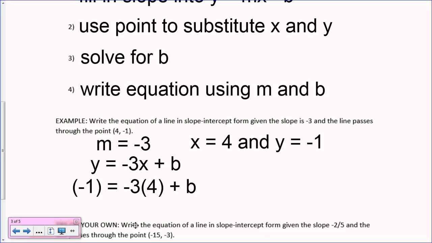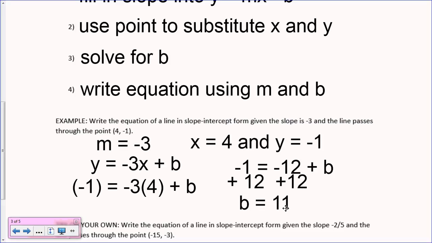I'm going to simplify. So we get negative 1 equals negative 12 plus b. Now I'm going to go ahead and add 12 to both sides so I can get b by itself. So I end up getting b equals 11, which means I can fill in my equation. y equals negative 3x plus 11.